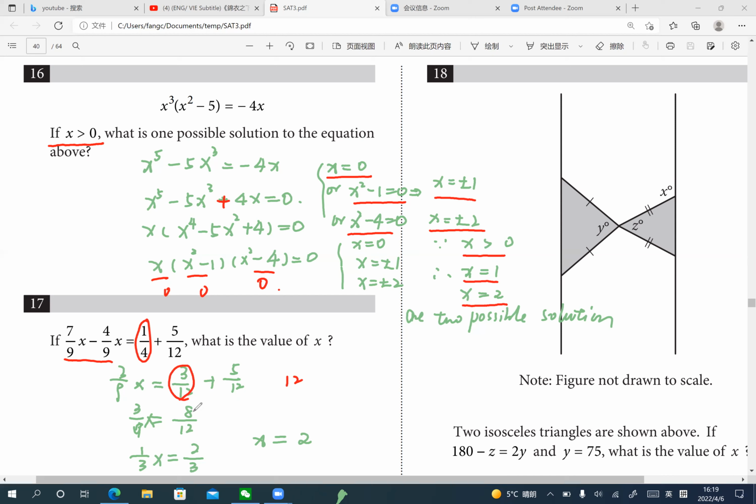And 3/12 plus 5/12 is 8/12. And 3/9 x equals 8/12. Then simplify both sides. We get 1/3 x equals 2/3. Therefore, x equals 2.